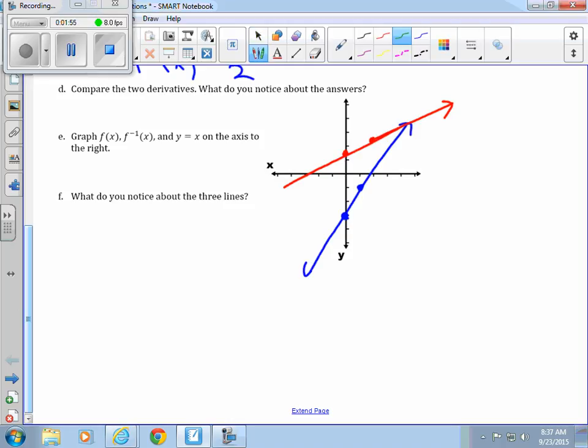And then it says to graph the line y equals x, which is that little line right there. I'm going to extend my blue line a little farther. What do you notice about these 3 lines? Well, if you remember from Algebra 2, the 2 inverse functions are reflections of the line y equals x. But what I want to talk a little bit about is that whole slope thing that we just figured out, the reciprocal thing.